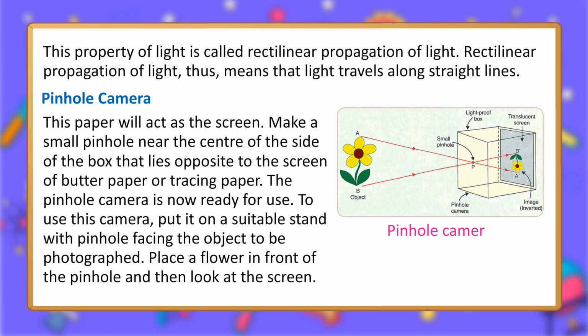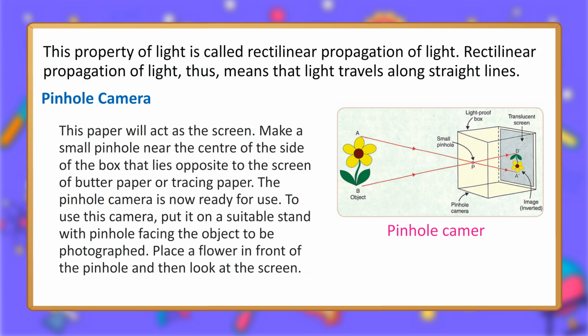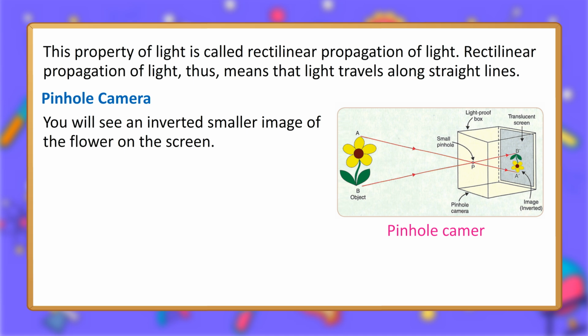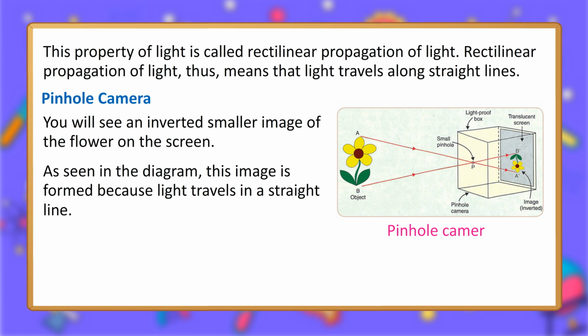Make a small pinhole near the center of the side of the box that lies opposite to the screen of butter paper or tracing paper. The pinhole camera is now ready for use. To use this camera, put it on a suitable stand with the pinhole facing the object to be photographed. Place a flower in front of the pinhole and then look at the screen. You will see an inverted, smaller image of the flower on the screen. As seen in the diagram, this image is formed because light travels in a straight line.